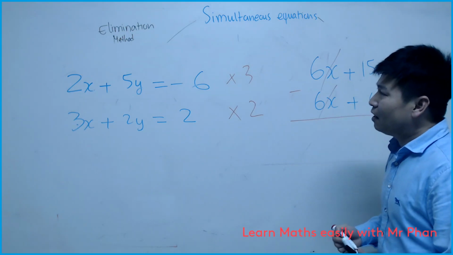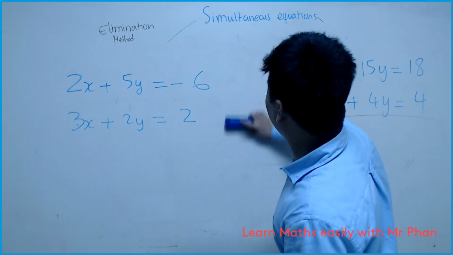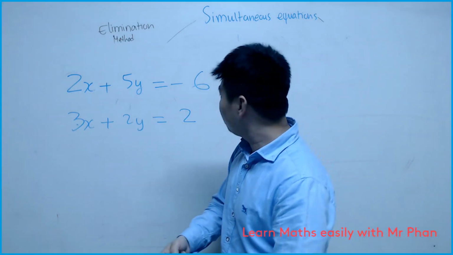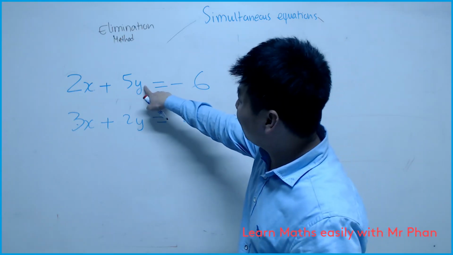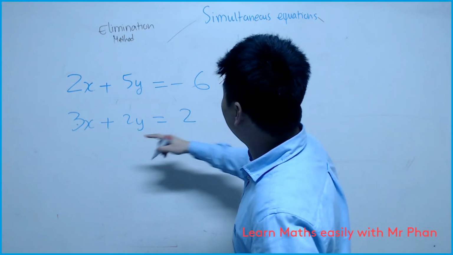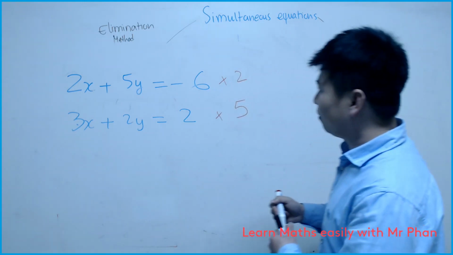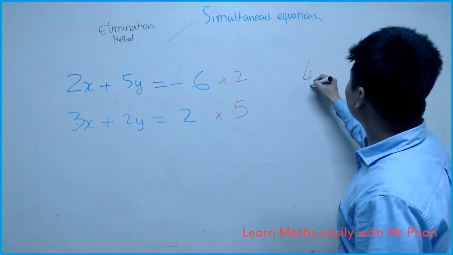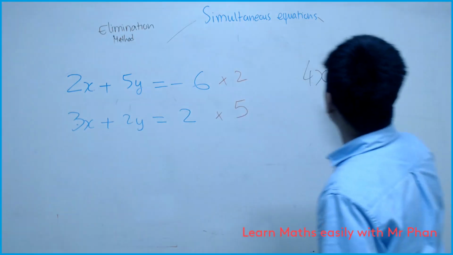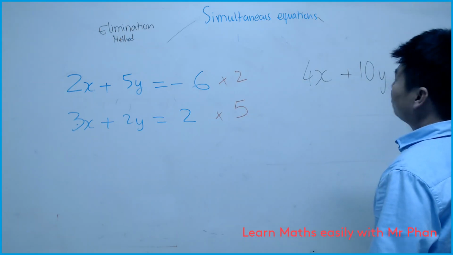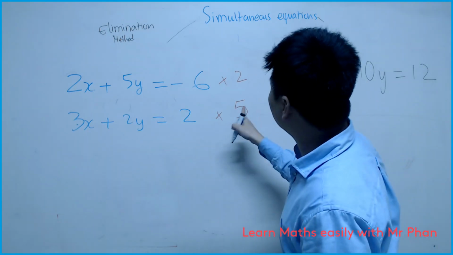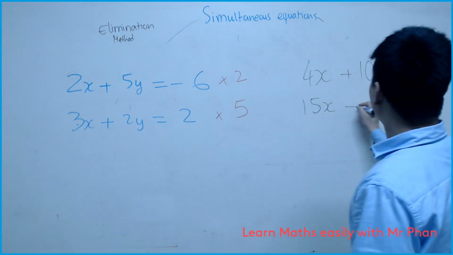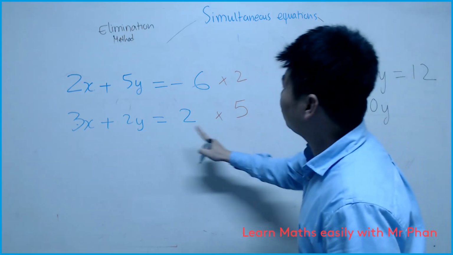But if I want to eliminate y in this case, I have to times the first one by 2 and the second one by 5. So now it becomes 2 times 2x is 4x, 2 times 5y is 10y, equals 12. The second equation, 5 times 3x is 15x, 5 times 2y is 10y, and 2 times 5 is 10.